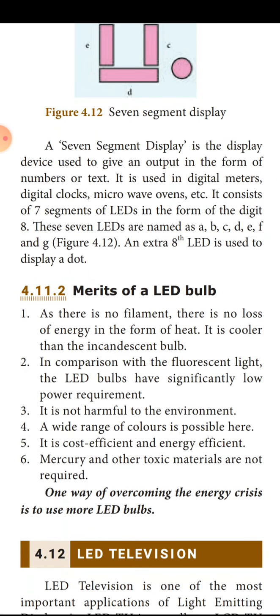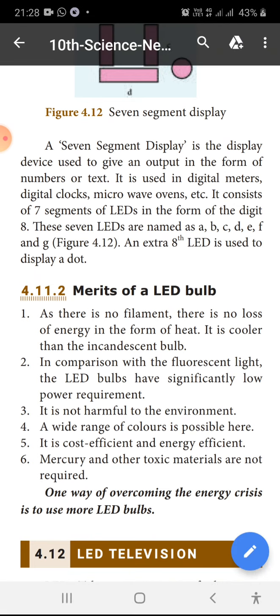Merits of LED bulb. As there is no filament, there is no loss of energy. In the usual bulb which we use at home, like a 60 watt bulb, there is a tungsten filament. It heats up very easily and the filament breaks when the current flows continuously. But in the LED bulb there is no filament, so there is no loss of heat energy. It is cooler than an incandescent bulb.